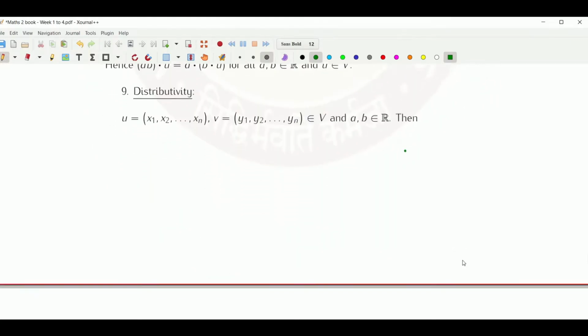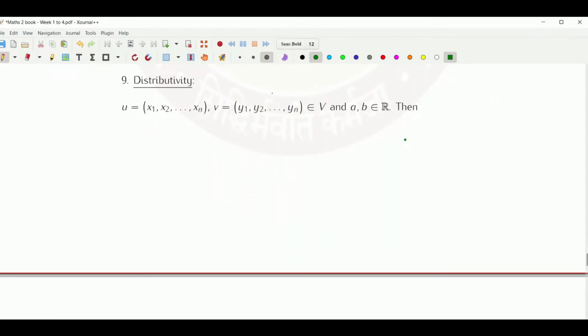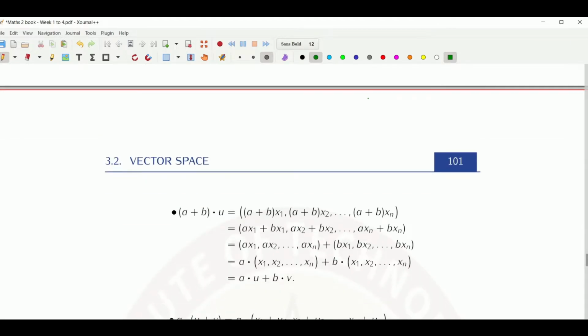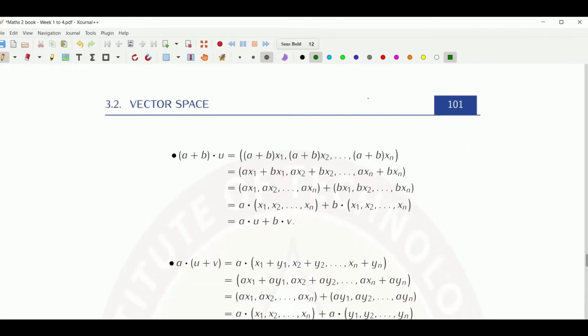Distributivity. u is equal to (x1, x2, ..., xn) and v is equal to (y1, y2, ..., yn) belongs to V and a, b belongs to R. Then (a plus b) dot u is equal to ((a plus b)x1, (a plus b)x2, ..., (a plus b)xn). It will be (ax1 plus bx1, ax2 plus bx2, ..., axn plus bxn). Take (ax1, ax2, ..., axn) separate plus (bx1, bx2, ..., bxn) separate. Let's take common a dot (x1, x2, ..., xn) plus b dot (x1, x2, ..., xn). So a dot u plus b dot u, it is proved.